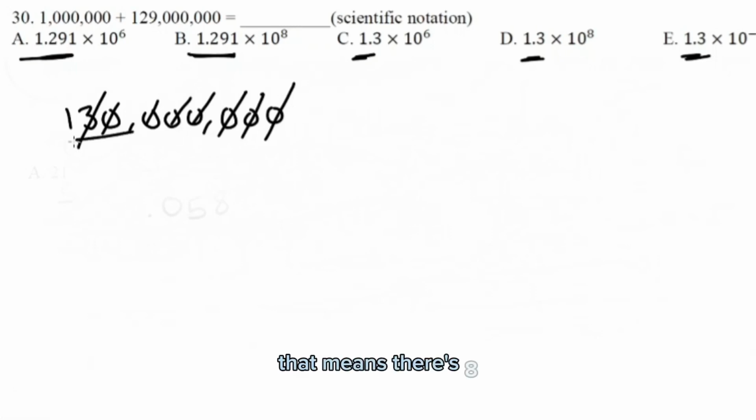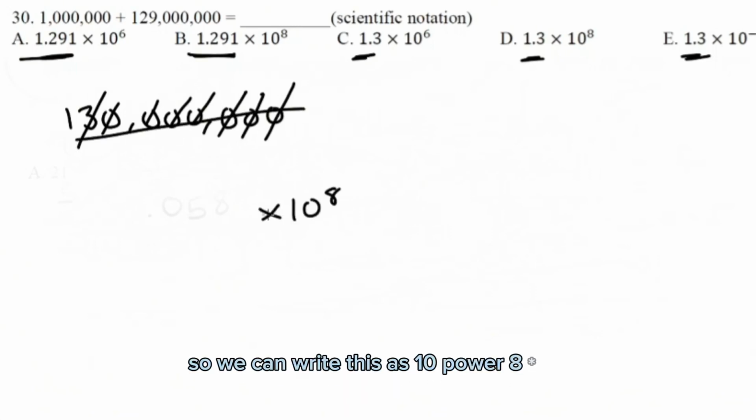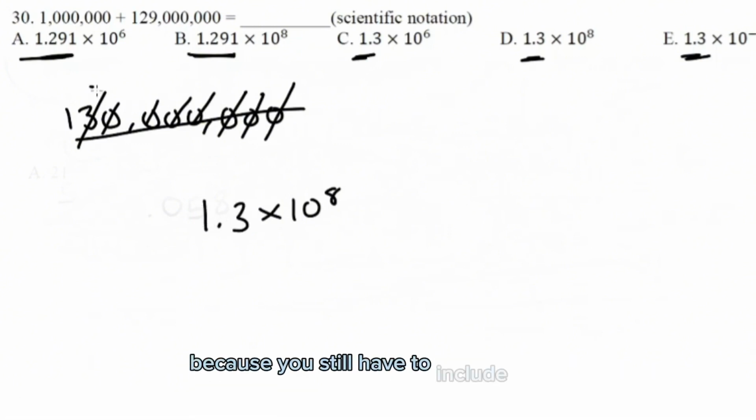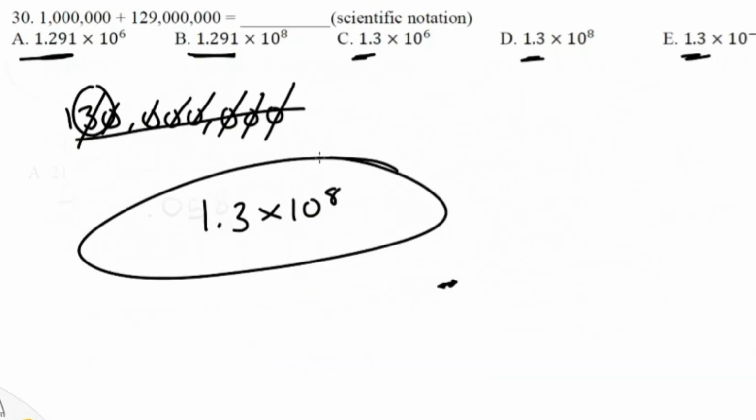That means there's 8. So we can write this as 10 to the power 8 times 1.3, because you still have to include this 3. You just can't include it in the actual number beyond the decimal. So now we have 1.3 times 10 to the power 8, and that's your answer.